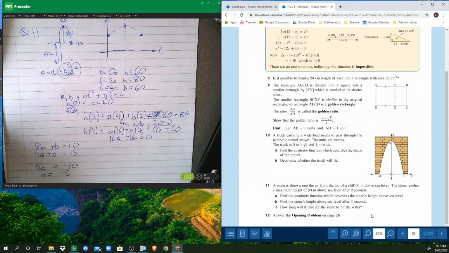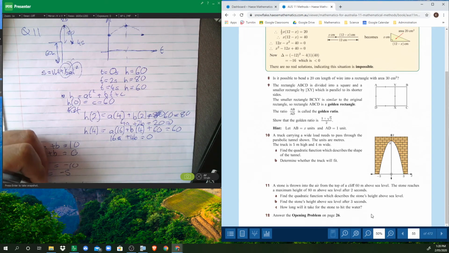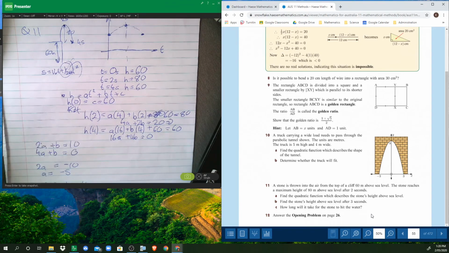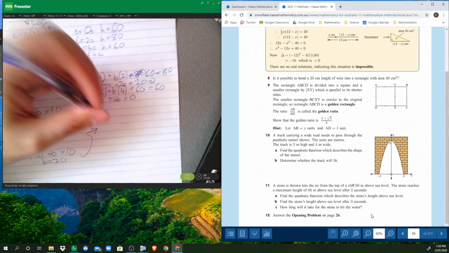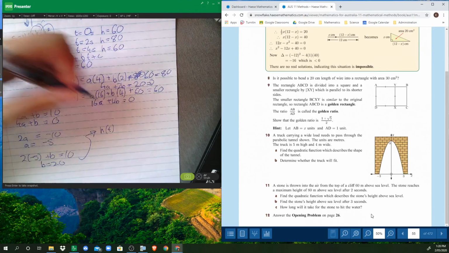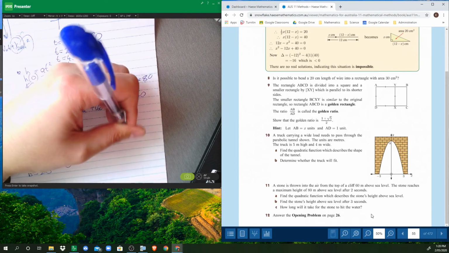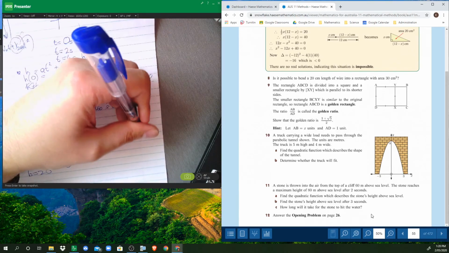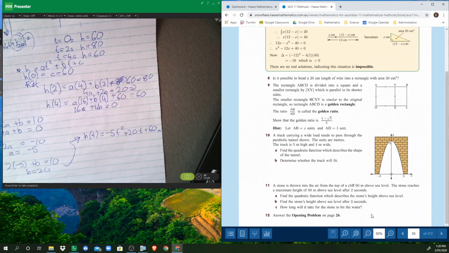So that looks right to me, and then just substitute to find b. Minus 5 plus b equals 10. Move that across, b equals 20. So in that respect, we found the quadratic equation. Let's write it out. The function of h as a function of t can be expressed as minus 5t squared plus 20t plus 60 meters. There's your function.